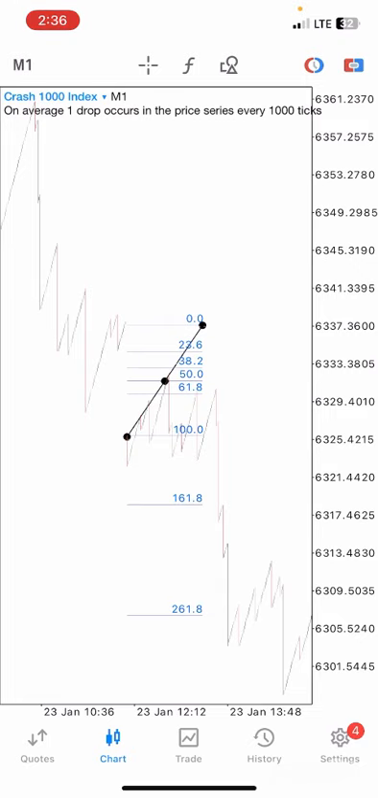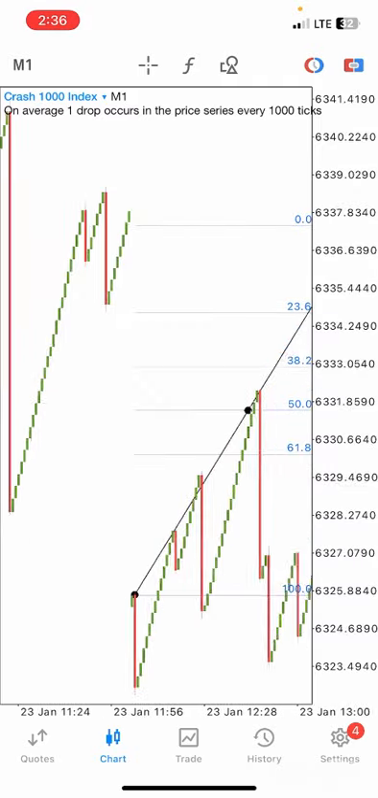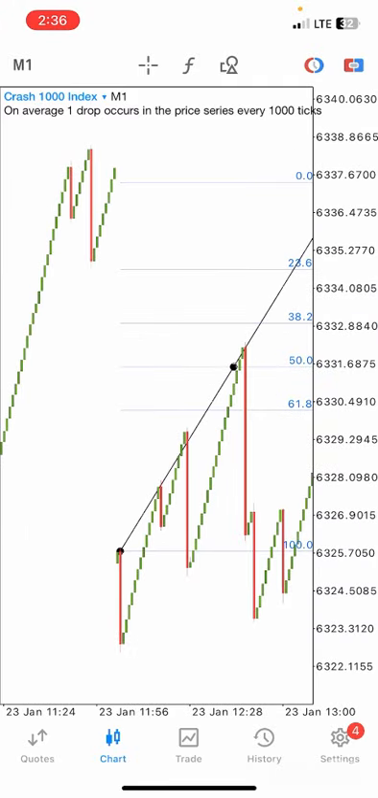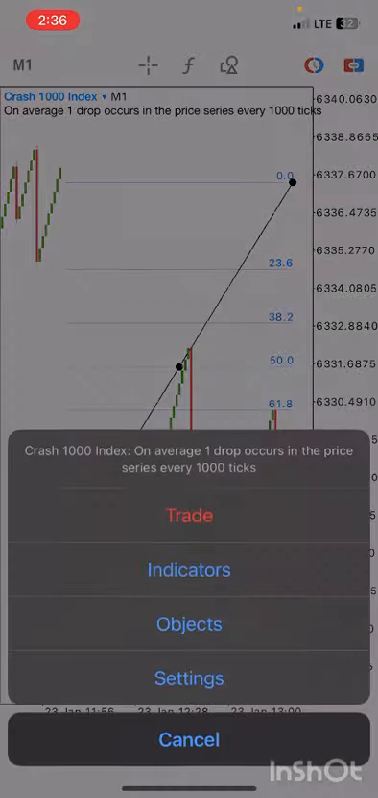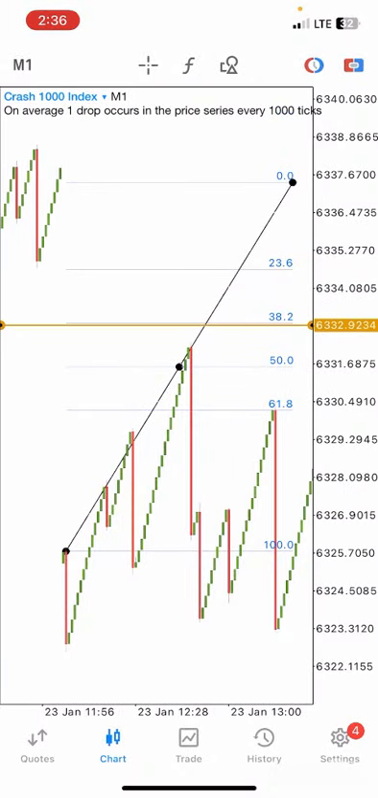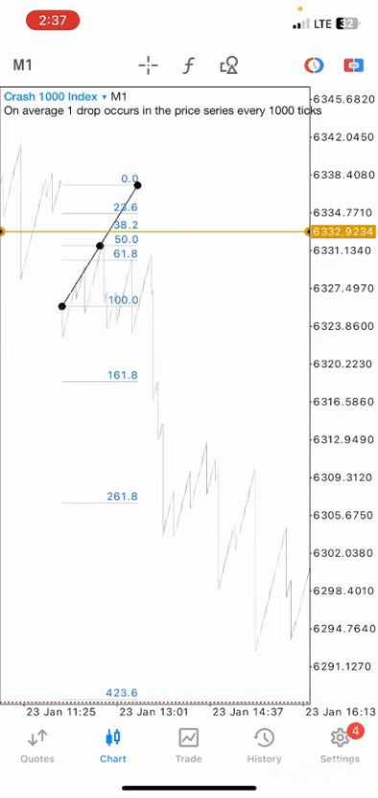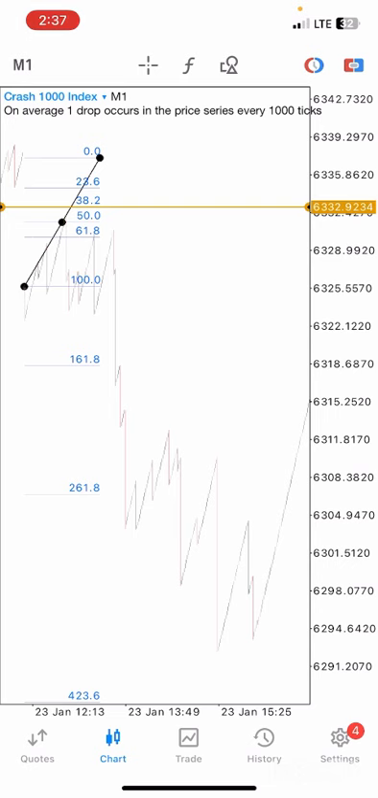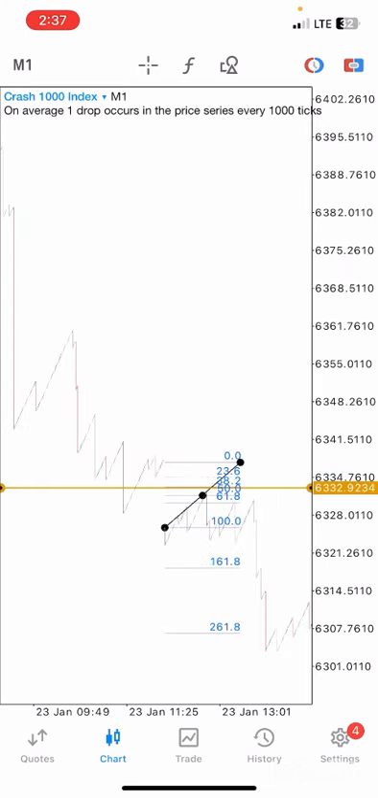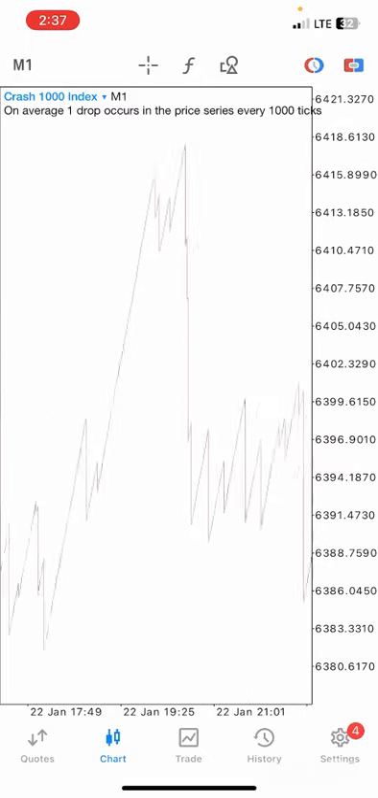Yes, even in this case, price spiked. The price spiked before hitting the 38.2 level, so this becomes invalid. But look, if price had touched the 38.2 level, it would have spiked to the 6292.6420 price point. Let's identify our last gap.